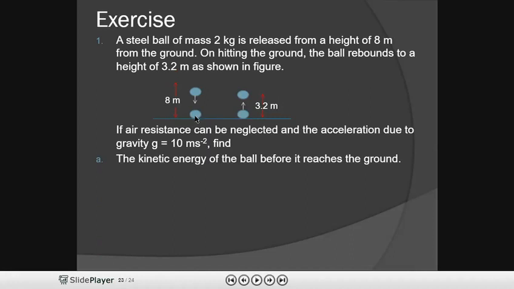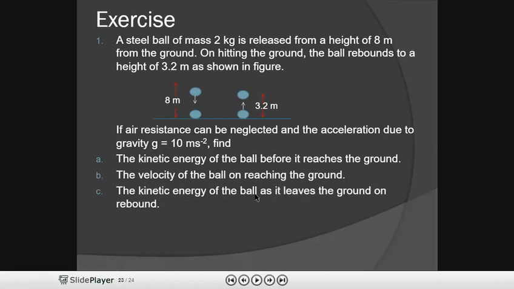Actually, its kinetic energy on reaching the ground will be equal to the potential energy of the ball at a height of 8 meters. So calculate its potential energy using the formula mgh: mass is 2, h is 8, and g is 10. So it will be 160 joules. This will be the potential energy, and its kinetic energy will be the same, that is 160 joules. Then the second one is the velocity of the ball on reaching the ground. Apply the kinetic energy formula, E equals half mv squared, and find the value of v from that formula. That will be the velocity of the ball.